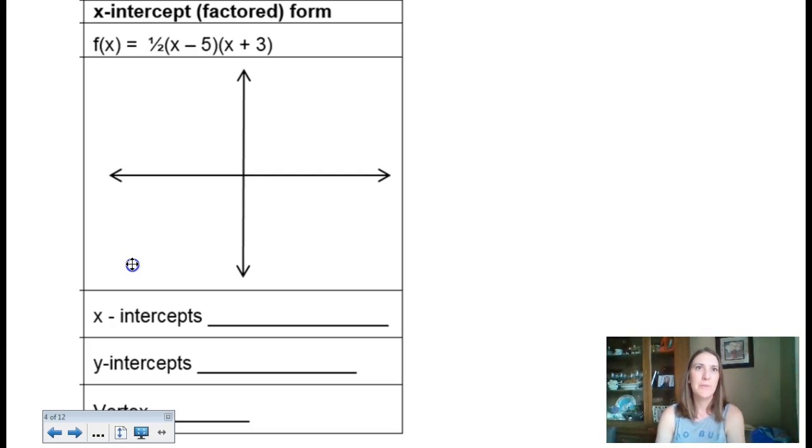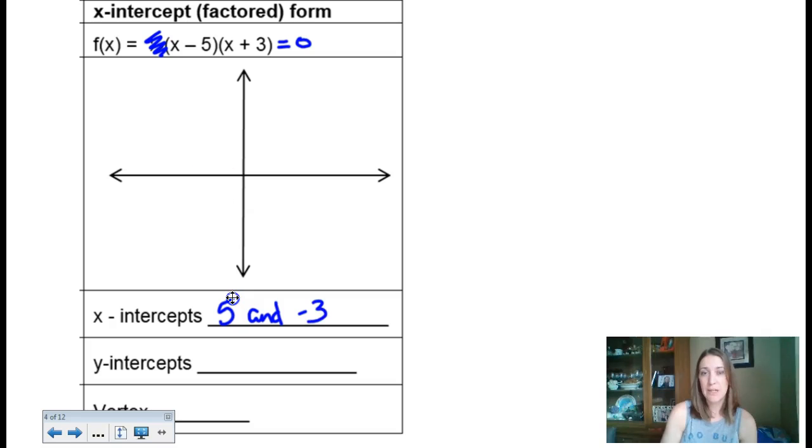And then our last form is x-intercept form. I'm sure you won't be shocked to hear that the easiest thing to find here are the x-intercepts. This is also known as factored form. So they've done the algebra, they've set it up as a product of two factors. And remember, x-intercepts are what happens when you solve the quadratic by setting it equal to 0. Well, since it's already factored, 1/2 doesn't have a variable, so that will never equal 0. I'm not going to worry about that. But if I solve each of these factors, I get an x-intercept at 5 and at -3.